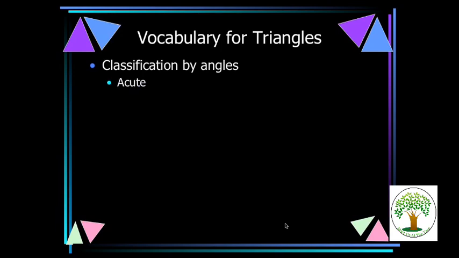The first one is the word acute. An acute triangle is a triangle with all 3 angles acute angles. So all of the angles are less than 90 degrees. I've abbreviated that sentence very short, but if you wanted to write a whole sentence, which probably you won't, it is a triangle with 3 acute angles.